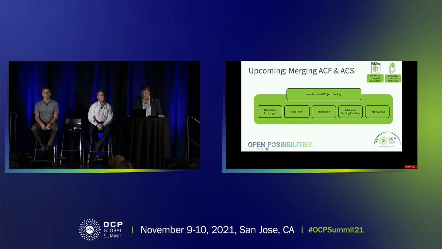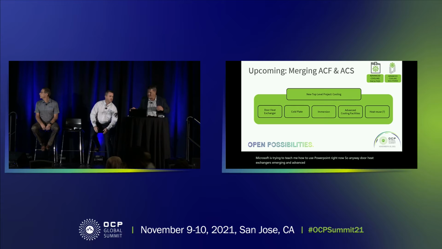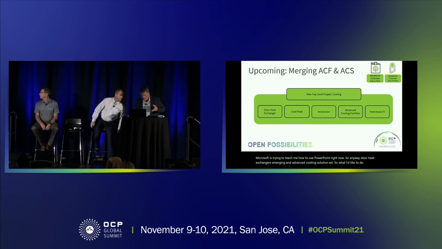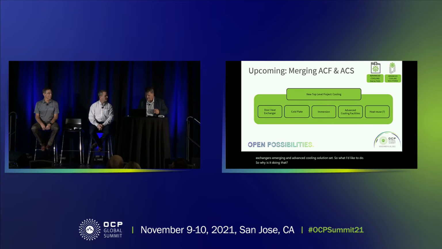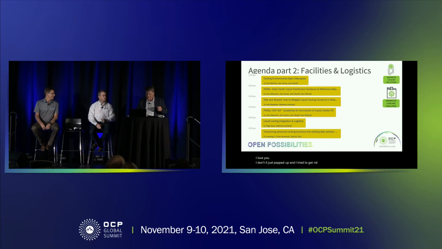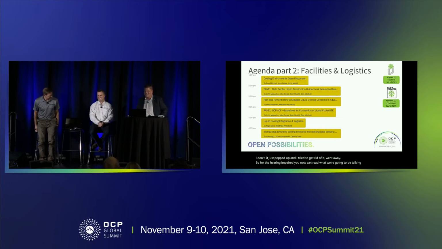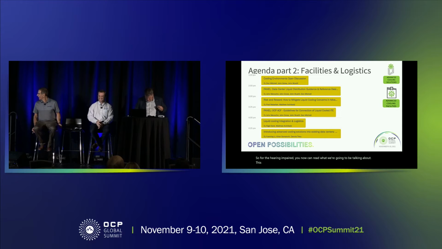Darn it, Microsoft is trying to teach me how to use PowerPoint right now. So anyway, door heat exchangers, immersion, and advanced cooling solution set. So what I'd like to do. That's playing on the screen right now. So why is it doing that? Subtitle across the bottom. How do you turn that off? I love you guys. It just popped up and I tried to get rid of it and it went away. Okay, so for the hearing impaired, you now can read what we're going to be talking about. This will make, there we go. This will make the presentation a little more entertaining.